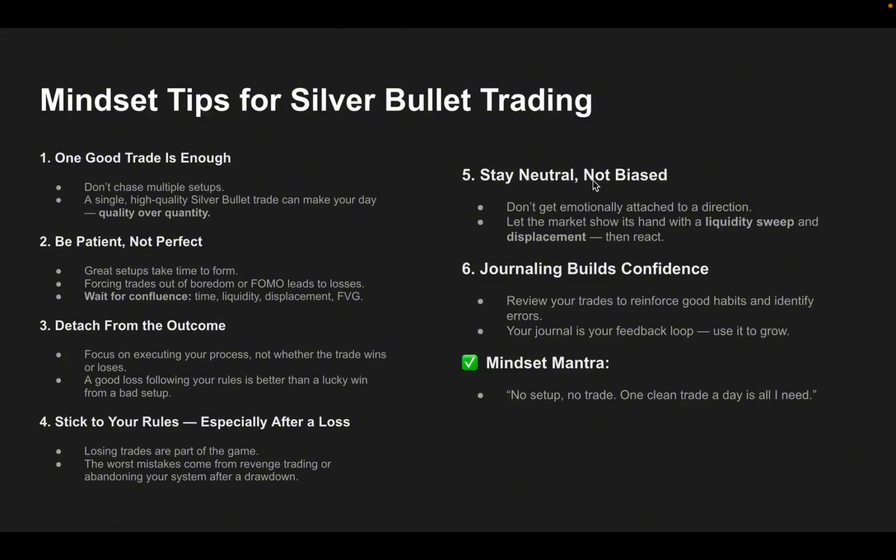Number 5, stay neutral, not biased. You don't want to be getting emotionally attached to a direction. So you see price moving strongly in one direction and you want to enter on a retracement for a buy. That's the last thing you want to be doing. Just follow all the rules in the silver bullet and then you won't go far wrong.